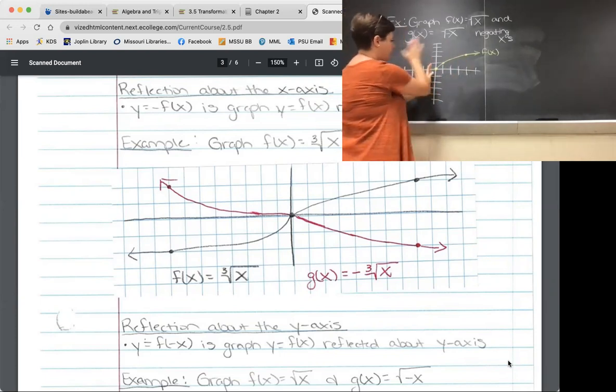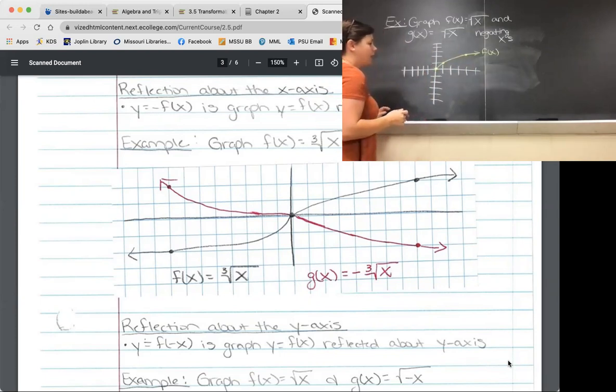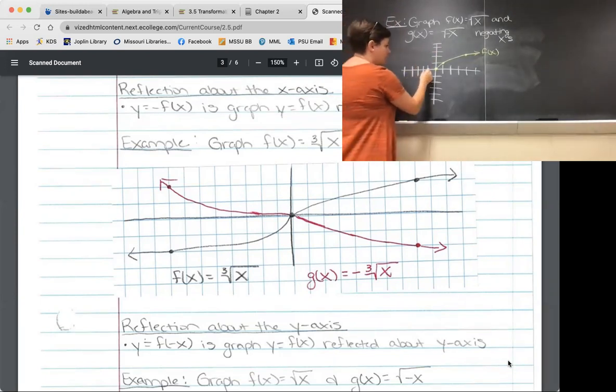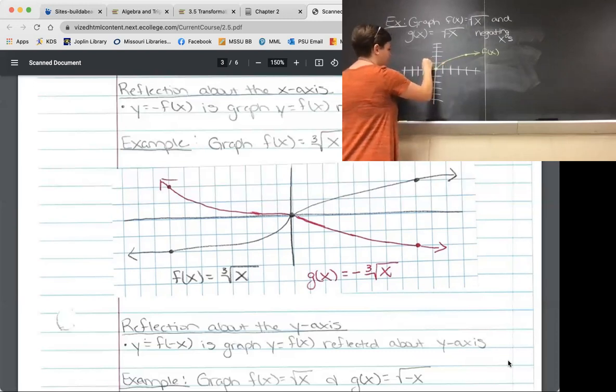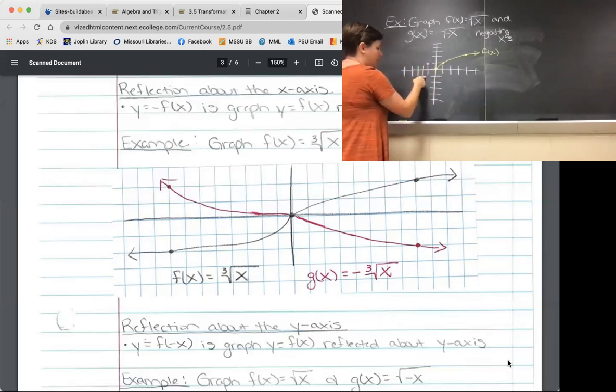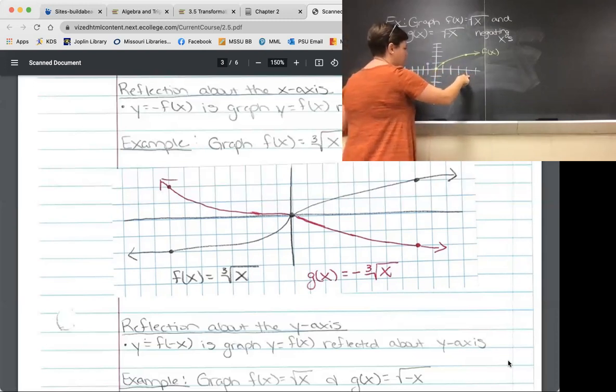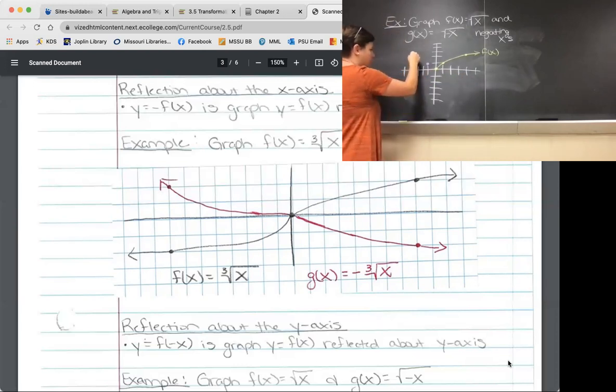So we need to fold our paper over and reflect the graph. And what we're doing then is we're changing our x's. So if they have positive values, we're changing them to negative values. We do not change our y's when we are reflecting around our y-axis. So instead of having 1, 1, I'm going to have negative 1, 1. I'm changing the sign on my x value. Instead of having 4, 2, I'm going to have negative 4, 2. Changing the sign on my x value. 0, 0 stays the same. And there is my g of x.